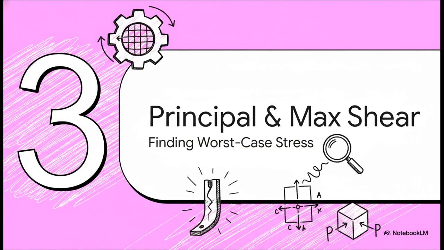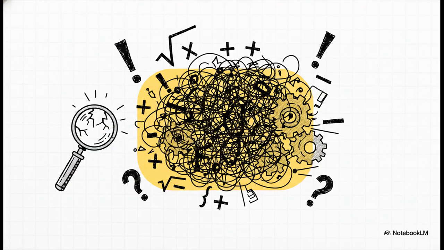Which brings us to Section 3. Principal and max shear stresses. Now, if we rely strictly on the math to find principal stresses, which, by the way, is the absolute maximum normal stress the material will feel, it gets pretty messy. We're talking about a massive, intimidating algebraic formula. The cognitive load of having to do this over and over, stressing about dropping a negative sign or messing up a square root, leaves a ton of room for error on an exam.